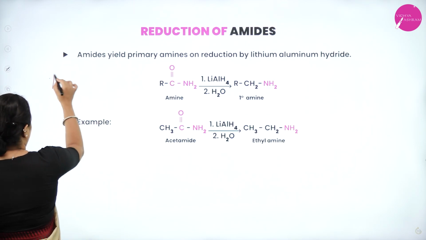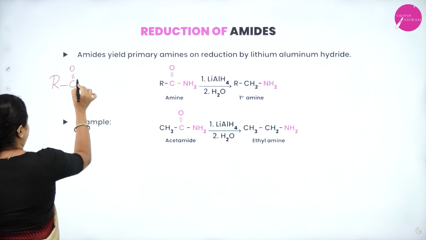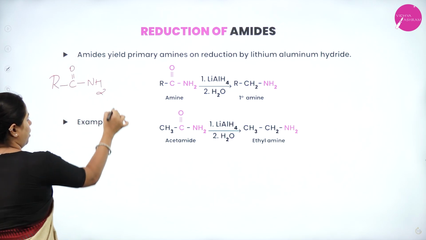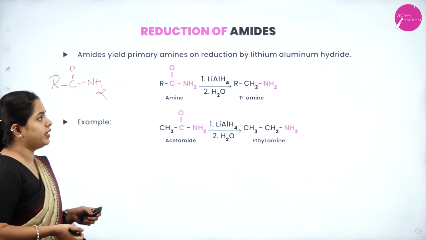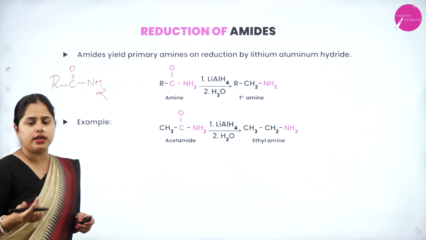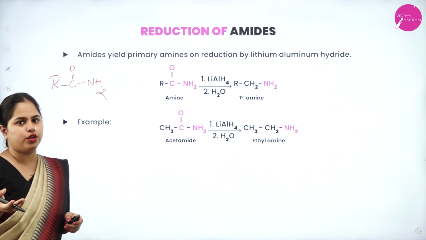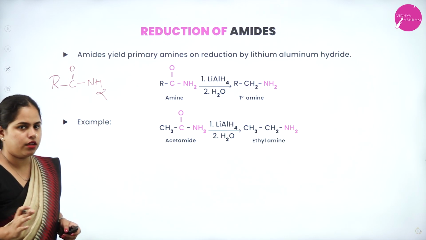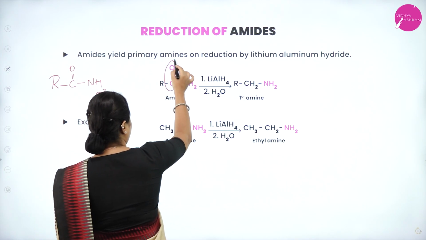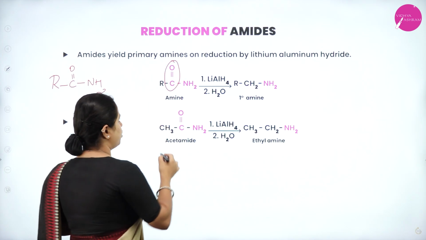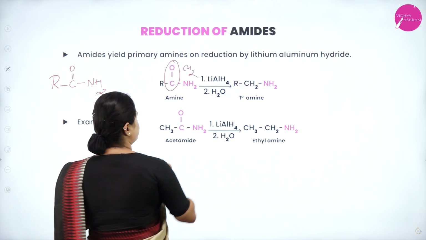What is amide? RCONH2. This is called as amide, right? Okay. So amides yield primary amines on reduction by lithium aluminum hydride. Again, reduction of amides means we have to use a reducing agent. Lithium aluminum hydride is a very good reducing agent. So what is happening here is, you can see the CO group here, carbonyl group, that is going to convert into CH2. That's it.